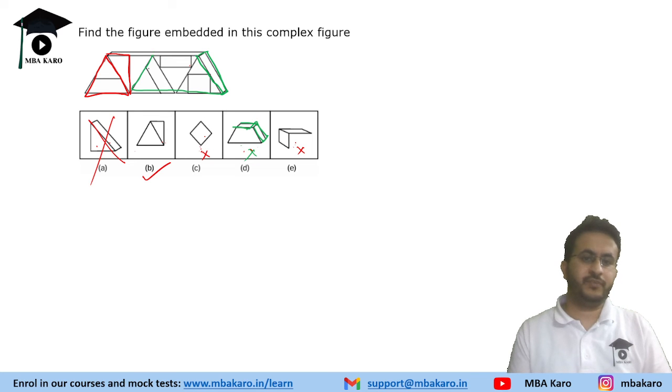Here it is open in the image. So the right answer is option B. Clearly we can see that we have this triangle and a triangle like this.